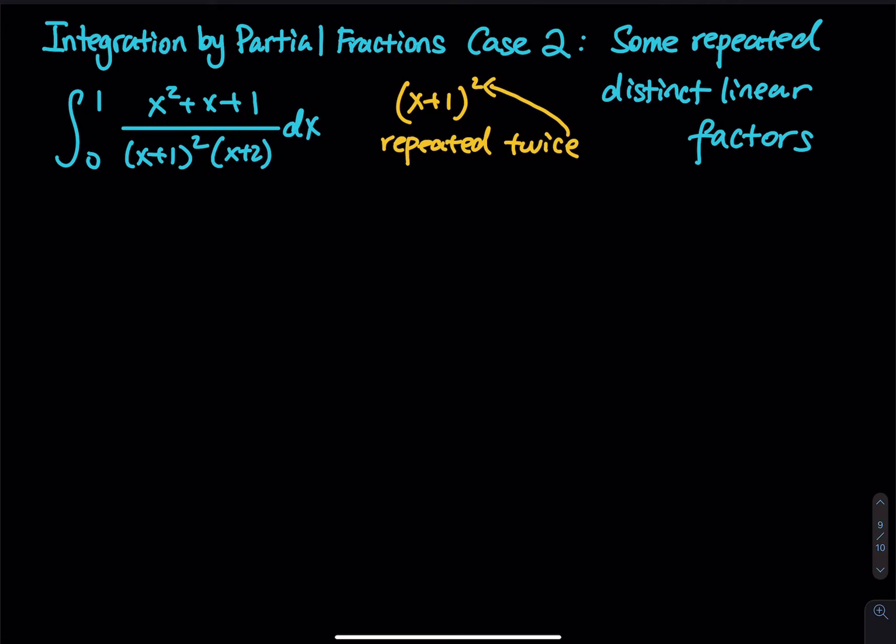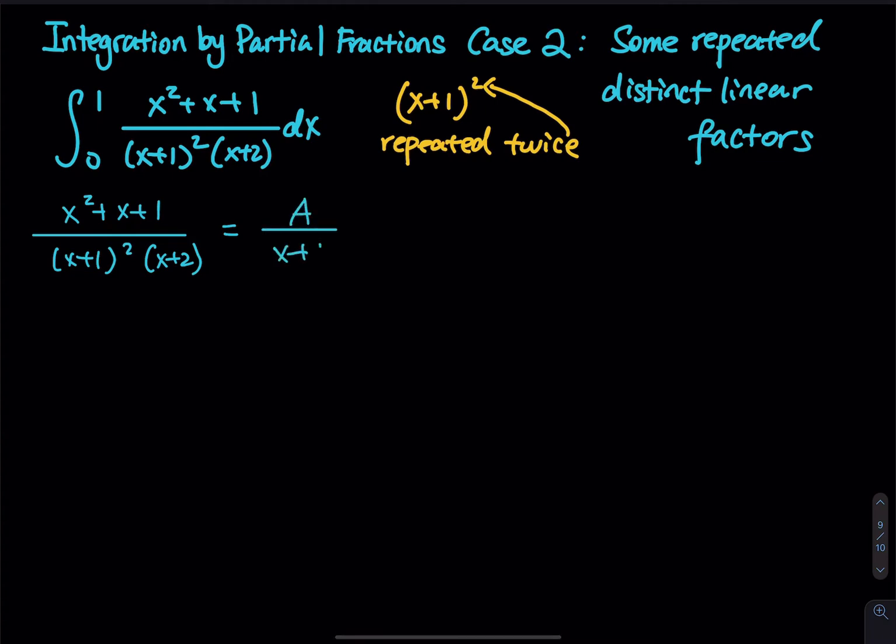So let's write the integrand: x squared plus x plus 1 divided by x plus 1 squared times x plus 2. Let's handle the x plus 1 first. The x plus 1 is raised to the second power, so this is what we have to do. We use A for x plus 1, and B for x plus 1 squared: one for the first power, one for the second power. You must do this, right? And then the x plus 2, no repetition, so just one letter is enough.